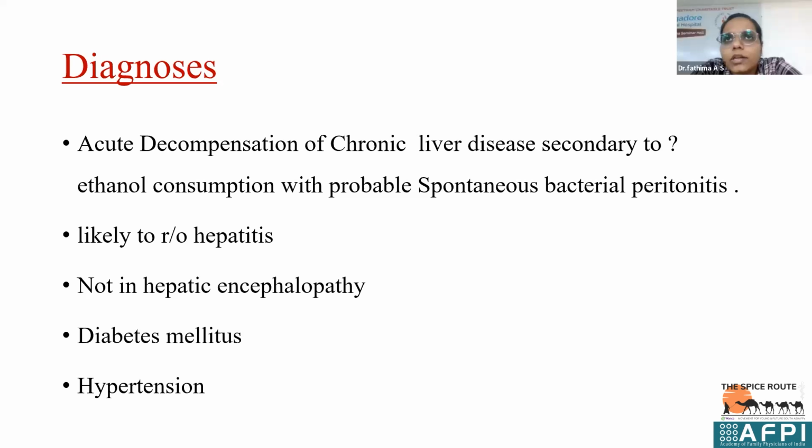Sir, alcohol, hepatitis, genetic causes like Wilson's disease, NASH, then alpha-1 antitrypsin deficiency, and hemochromatosis. I told you the patient is 50 years old. So the most common cause for cirrhosis is alcohol. Second, he has diabetes and hypertension. You should always tell NASH is the second possibility.